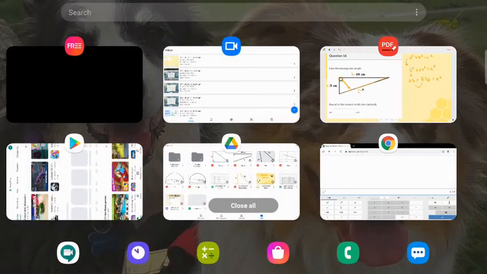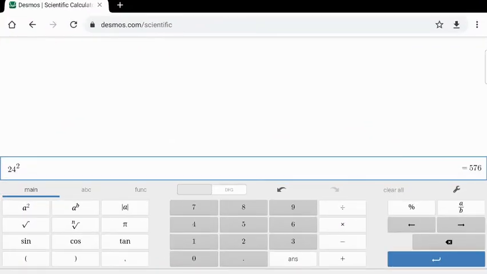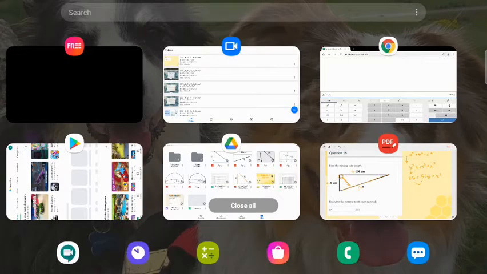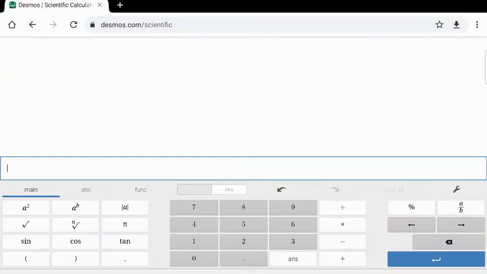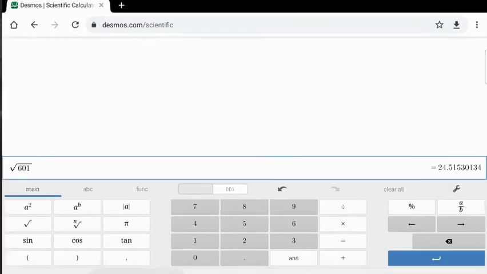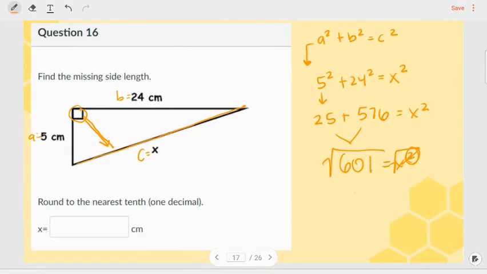25 plus that is 601 equals x squared. Now, how do I get rid of the squared on that x? I'm going to undo it by taking the square root. And I'm going to use my calculator for that. So square root of 601 is 24.515. And it asked me to round to the nearest tenth.